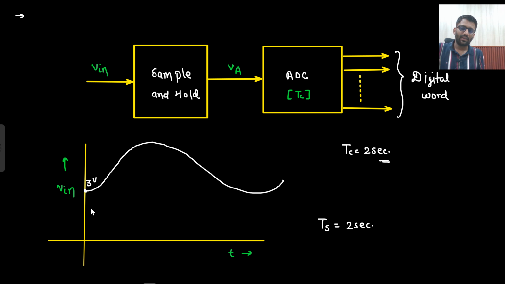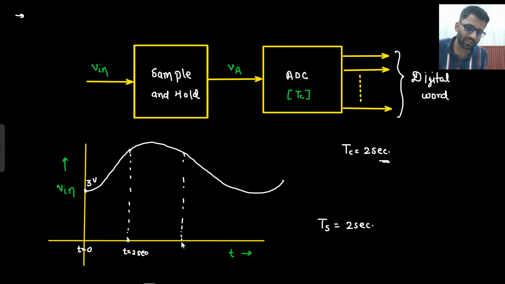What do you mean by sample? Sample is like clicking a picture. I am here, okay? I click the picture at t equals 0. Let's just say here, this is my t equals 2 seconds. So the next picture I will click at t equals 2 seconds. And the next picture I will click at t equals 4 seconds. This is my t equals 4 seconds. So this is what sample means. Next picture I will click at 6 seconds.